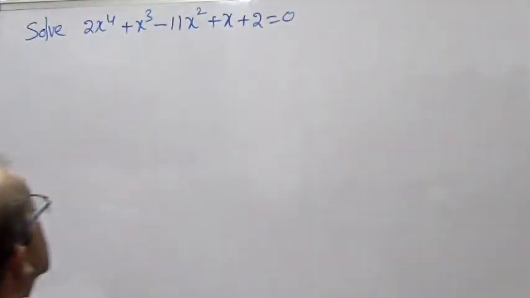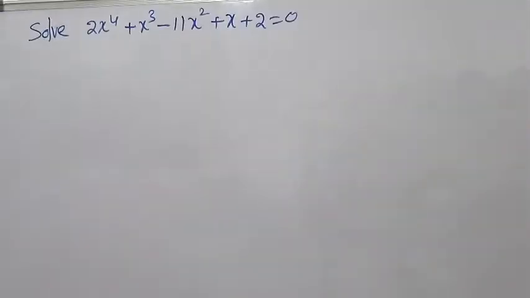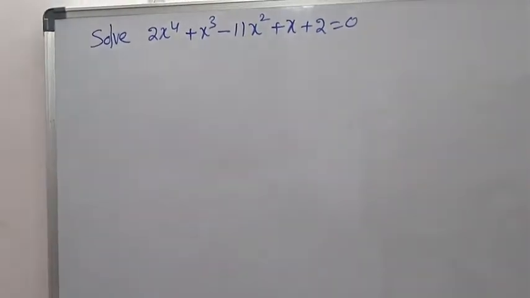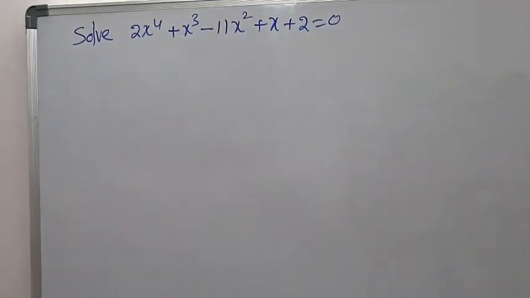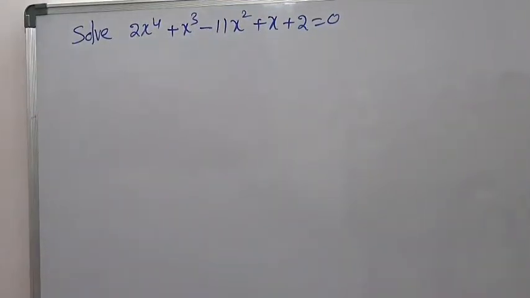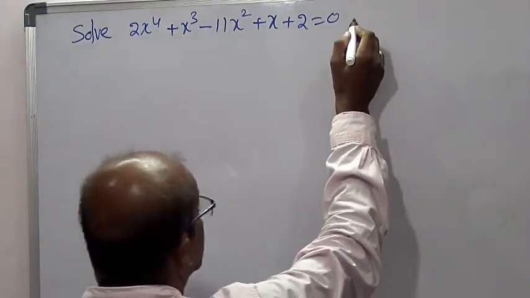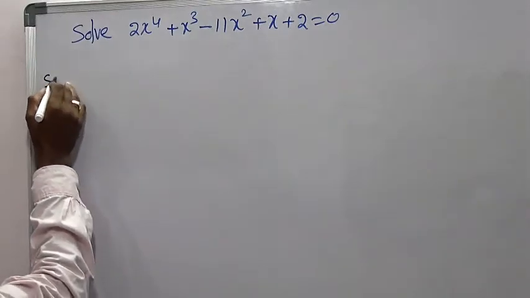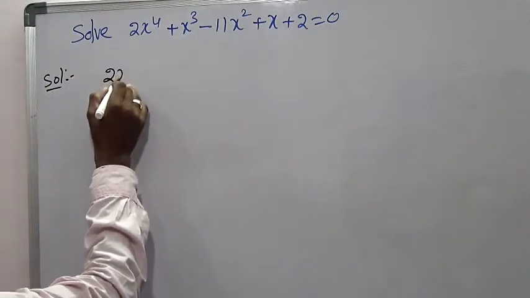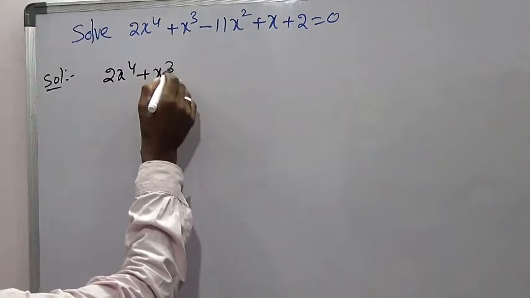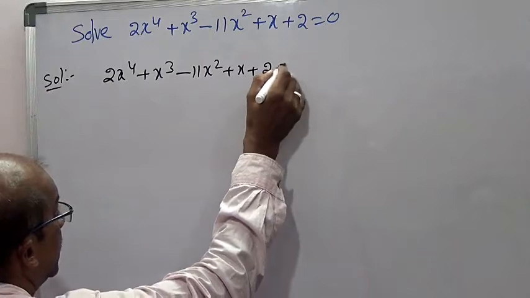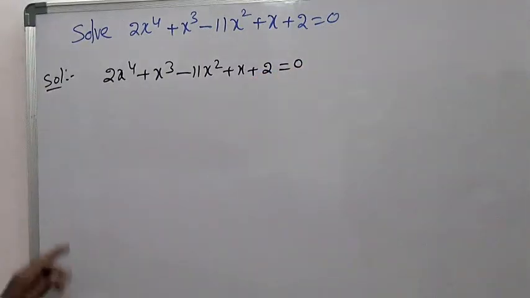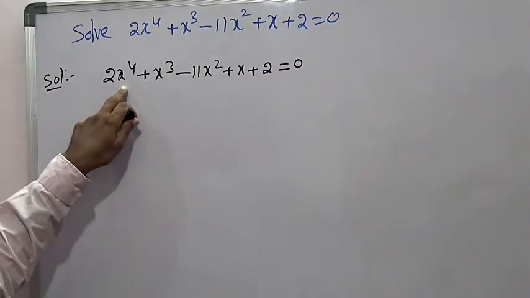Now, solve 2x power 4 plus x cube minus 11x square plus x plus 2 is equal to 0. So this is a fourth degree polynomial. Now there are 4 roots. Now first you should divide it by 2. x power 4 plus x cube minus 11x square plus x plus 2 is equal to 0. Now this is the fourth degree equation.